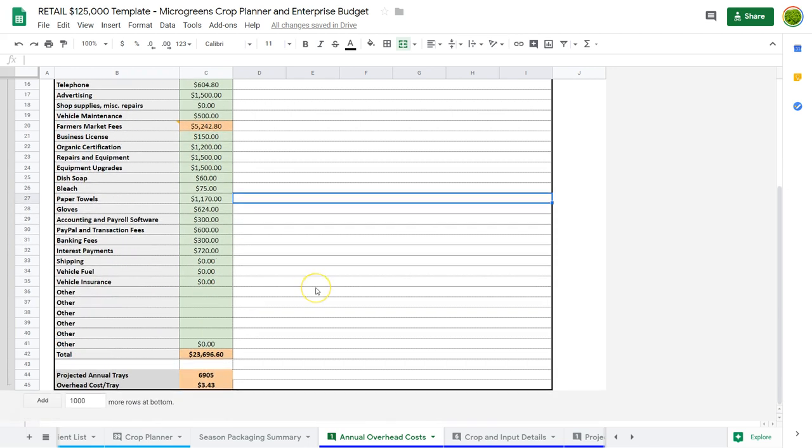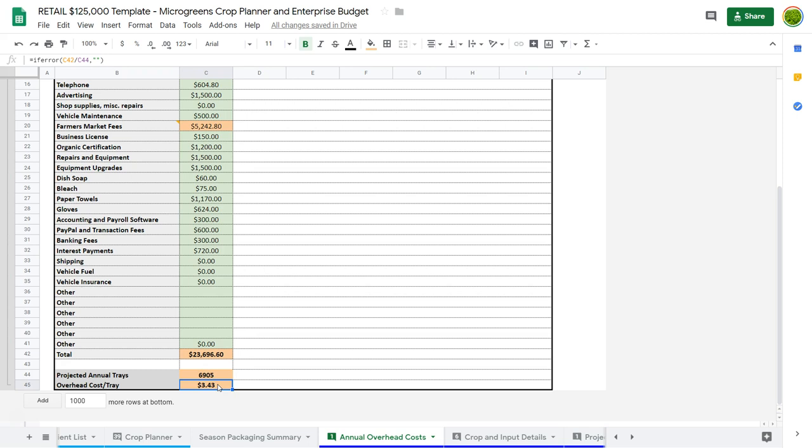And so this really is a bit of a reality check, I think. So what happens is because we know how many trays we are projecting to grow, this is going to distribute this overhead cost to each tray. So this basically works out to $3.43 per tray.